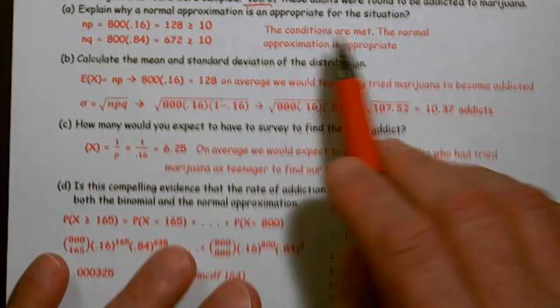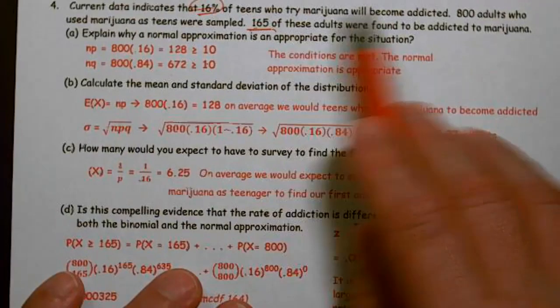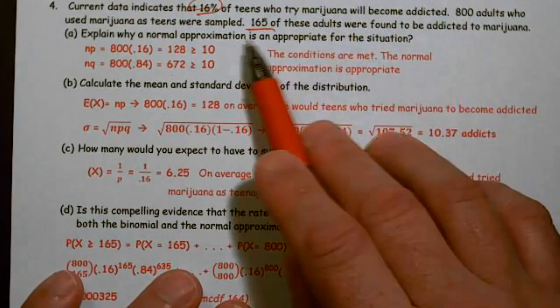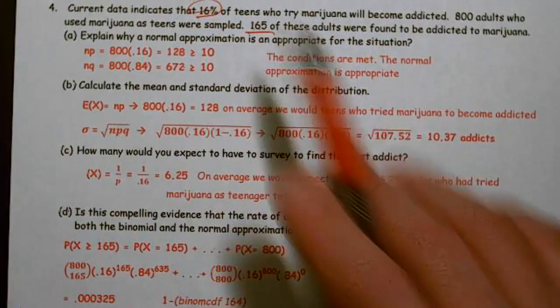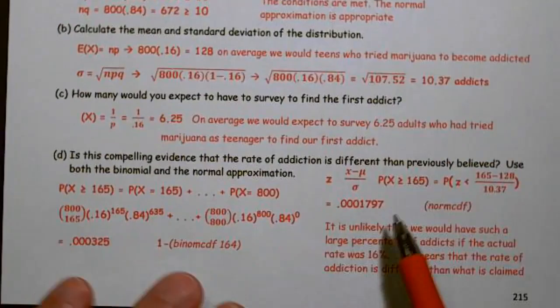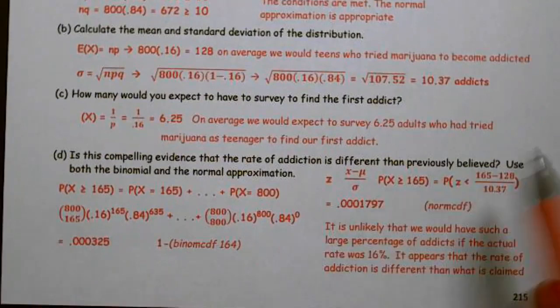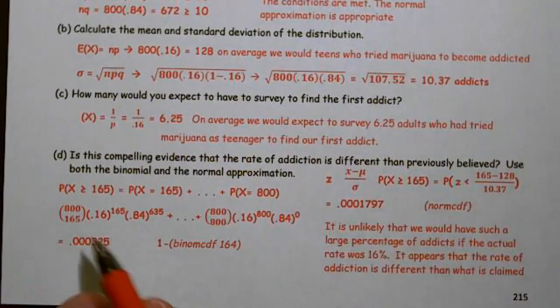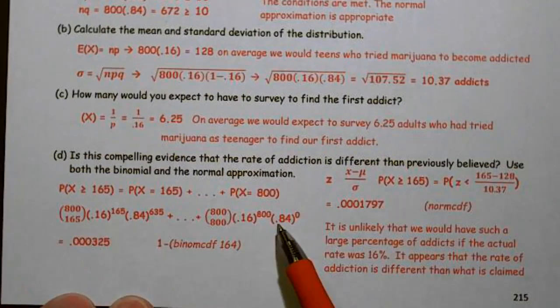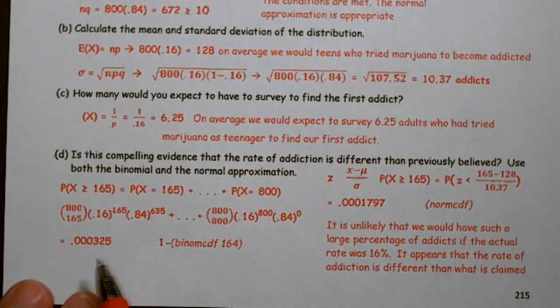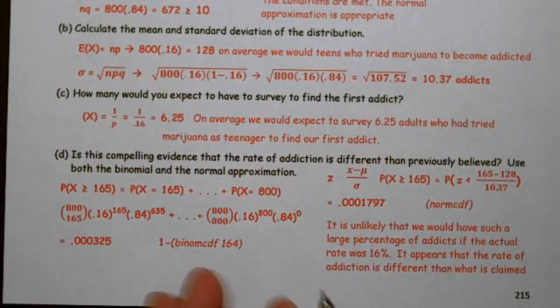Okay, so what I needed to check on is we had our sample size was 800, and we had 165 who were found to be addicted. So we can do this using the binomial and the normal. With the binomial, we ask, what's the probability that we have 165 or more? And this is going to be a 1 minus a binomial CDF, because essentially we're counting 165, 166. What's the probability of that or more?